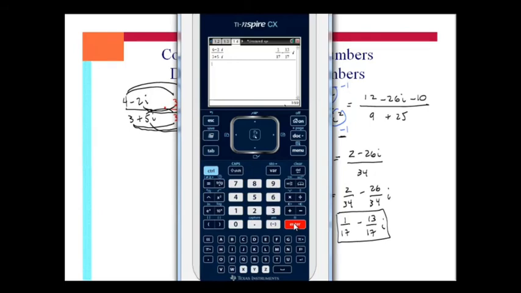Now you can do addition, subtraction, and multiplication in the same way using your calculator. It works similarly on the TI-83 or 84 calculators as well. We should be able to do all of those operations by hand and with the calculator.